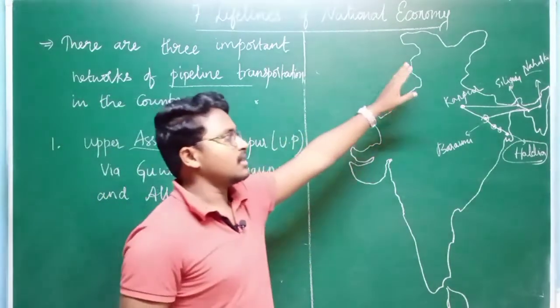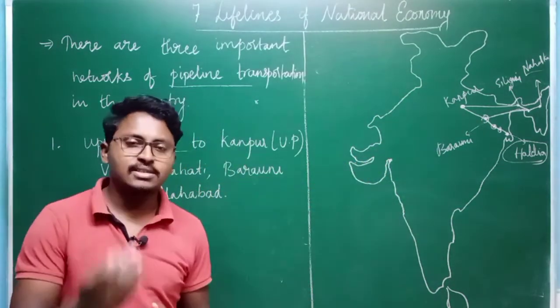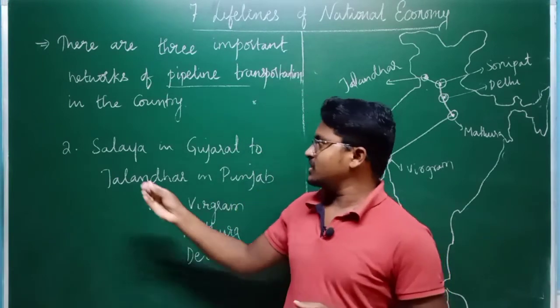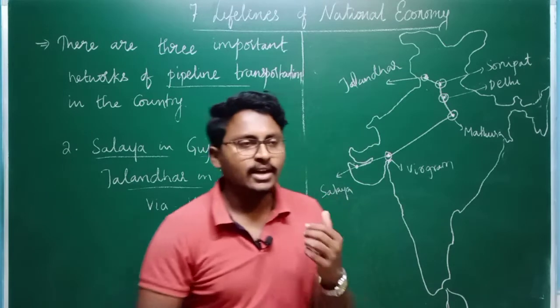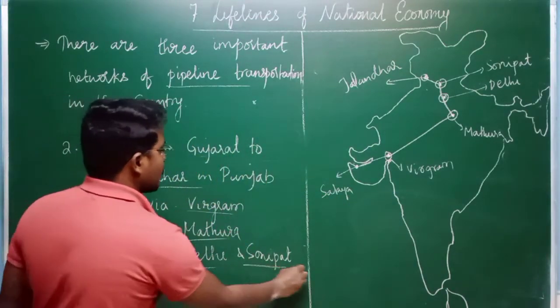So this is the first pipeline in the country, and the next two are from Gujarat to Jalandhar as well as Gujarat to Jagdishpur in Uttar Pradesh. We will see how they are connected. The second important pipeline in the country connects Salaya in Gujarat to Jalandhar in Punjab via places such as Veergram, Mathura, Delhi as well as Sonipat.